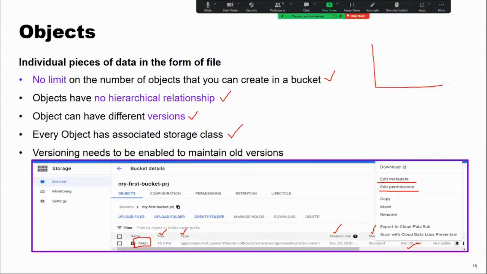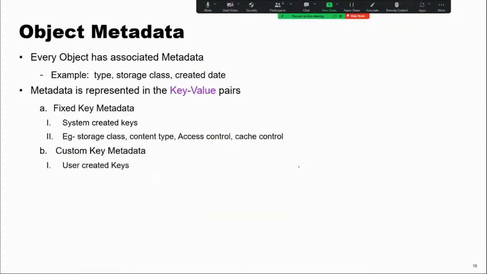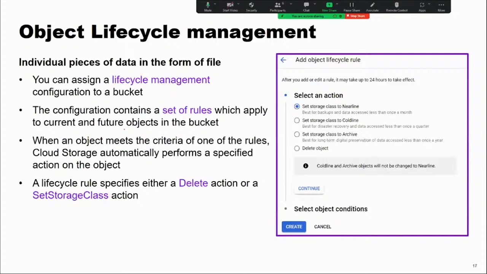So for example, you create a bucket with a standard storage class. You keep a file, and that file will also have the same storage class. So this is how it is. Versioning needs to be enabled to maintain the old versions. And this is the object metadata. There are fixed keys and there are custom keys. What does that mean, sir? You see here storage class, content type. These are fixed data, and they cannot be edited. And there is some information which can be edited.